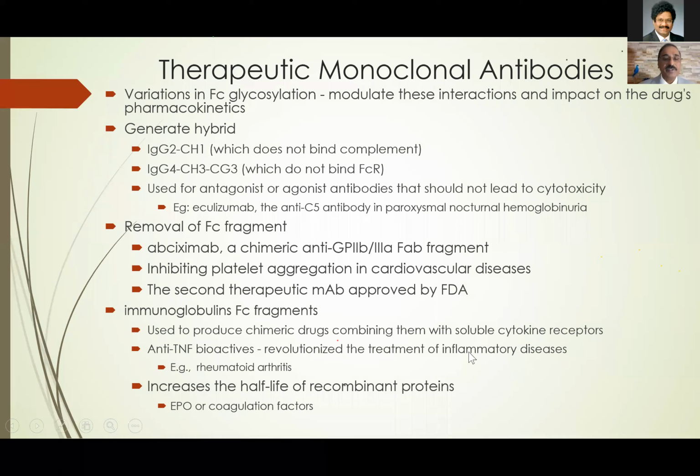Then immunoglobulin Fc fragments are used to produce chimeric drugs, in combination with soluble cytokine receptors. What does it mean, a chimeric drug? Chimeric drugs are chemotherapeutic agents or other drugs that are attached to the cell. You take the Fc fragment and attach it so that it will go to the cell, deliver to a specific target, and give whatever action is to be done. The same thing with anti-TNF biologics, which are now used in rheumatoid arthritis, like infliximab. These are mainly anti-TNF biologics that we can use to control inflammatory diseases.